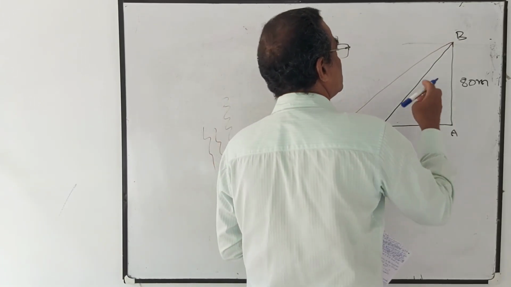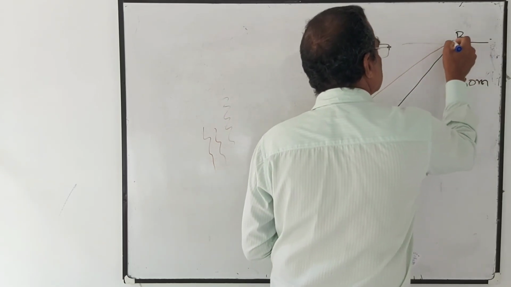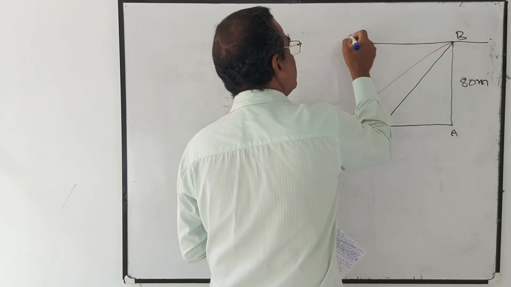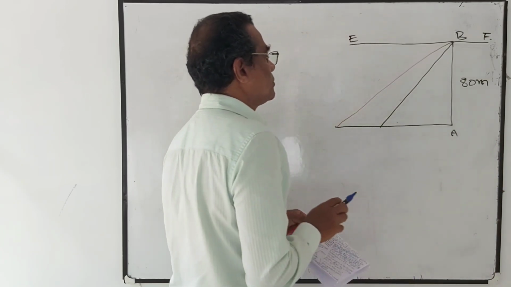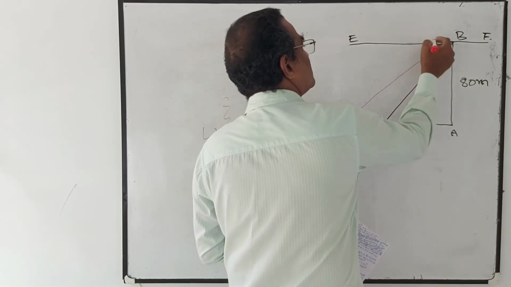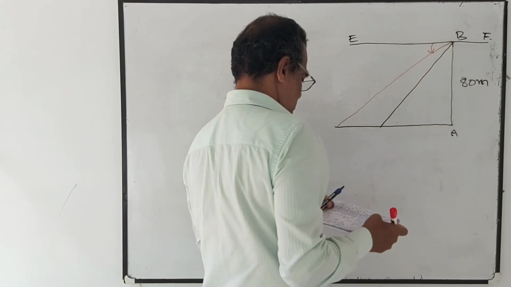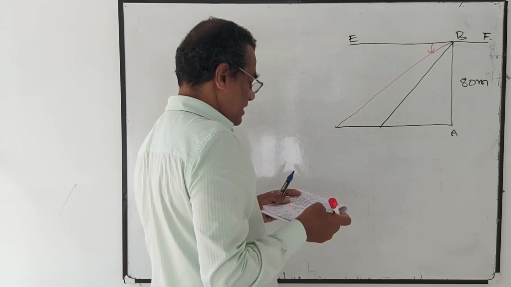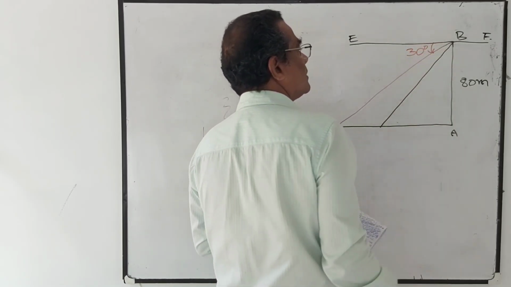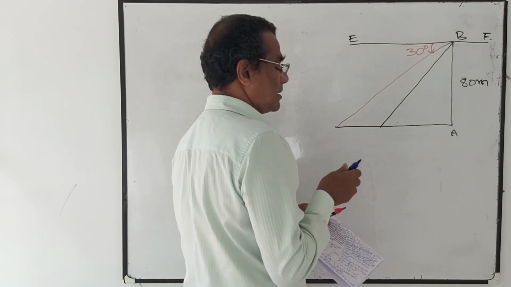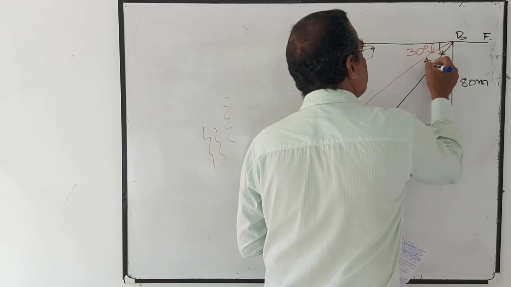So the angle of depression is always from the horizontal. So draw a horizontal at B, horizontal EF. The angle of depression is measured from the horizontal. The angles are 30 degrees and 40 degrees. So this is 30 degrees since it is the smaller angle, and this must be 40 degrees.